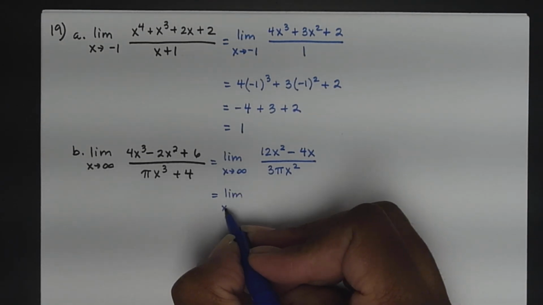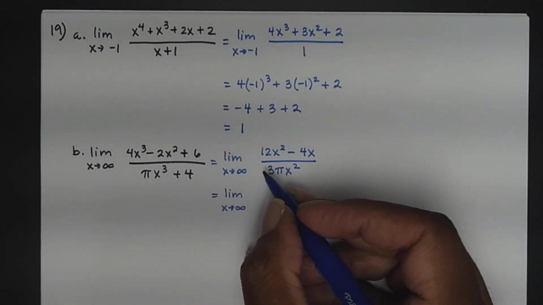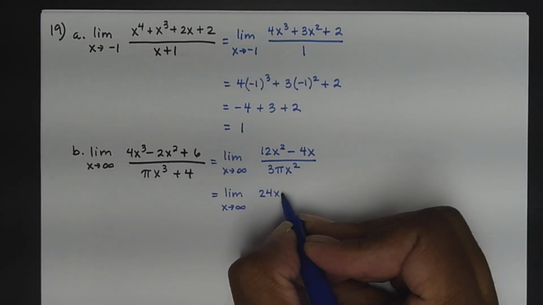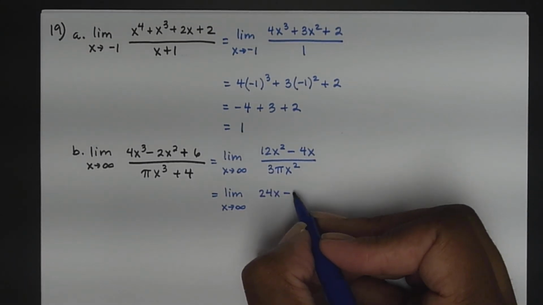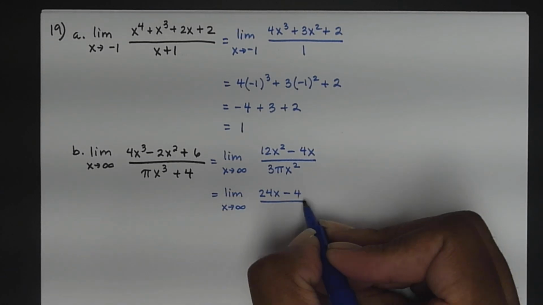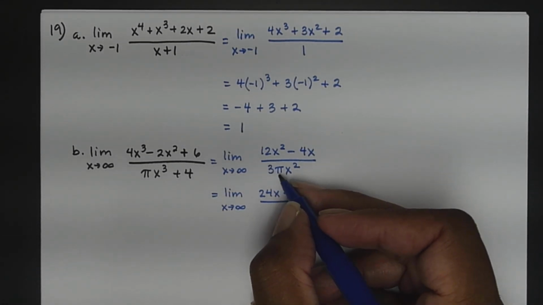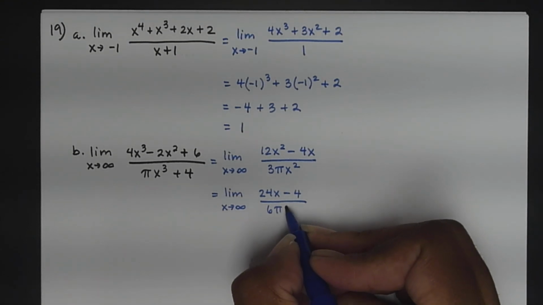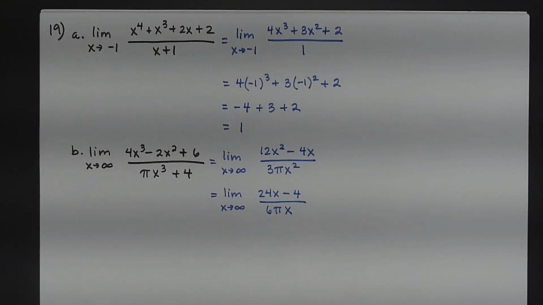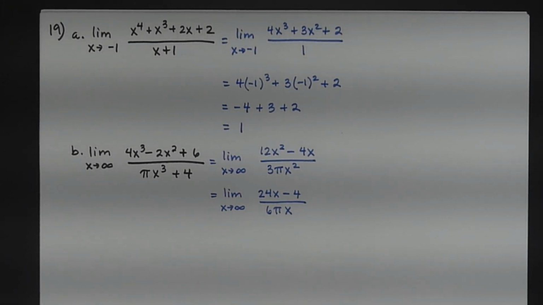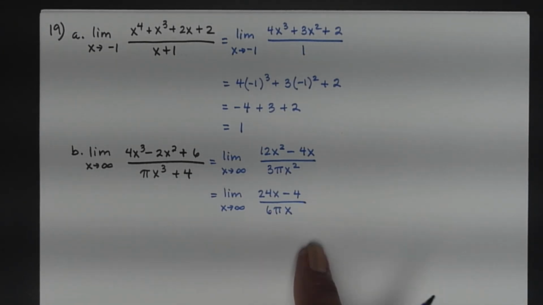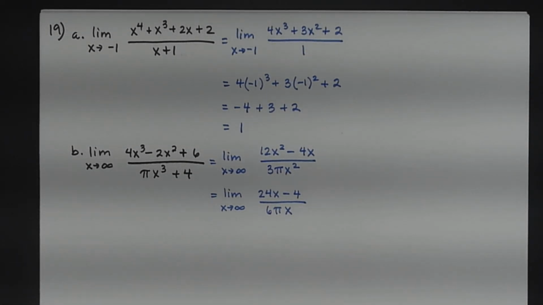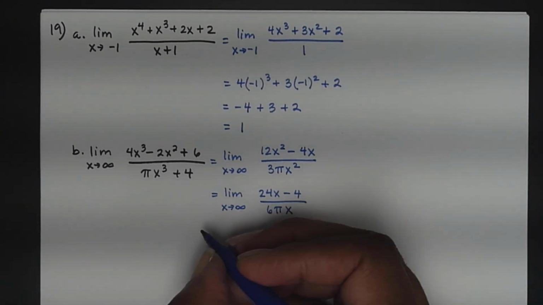So here, the limit as x approaches infinity. The derivative of 12x squared is 24x, minus the derivative of 4x, which is 4. For the denominator, the derivative of 3 pi x squared: bring this 2 in front, multiplied by 3 would be 6 pi x. And again, I'm still having infinity over infinity. So I need to use L'Hopital's rule again.